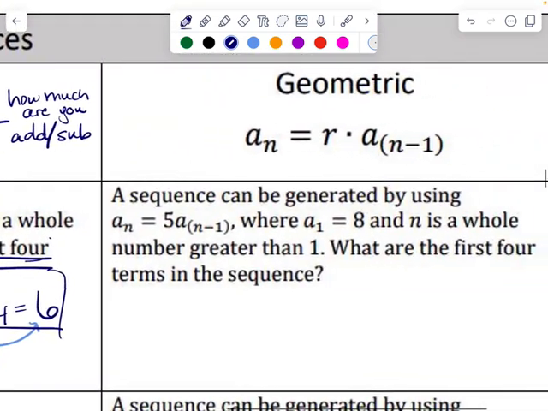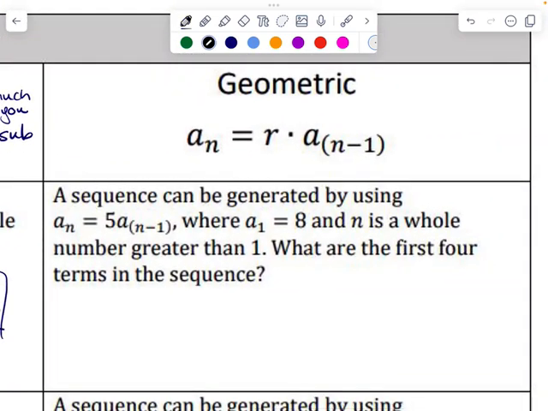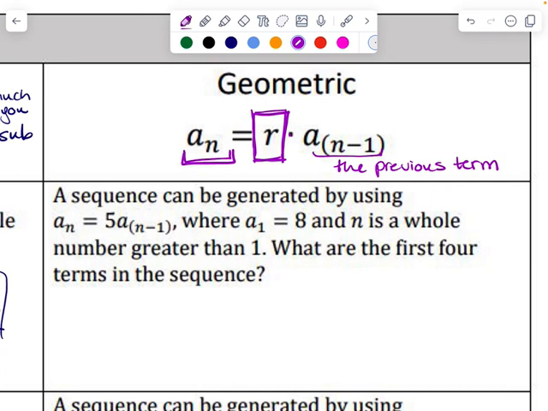If I take a look at geometric, it's very similar as well. a sub n, which is kind of like your y equals, your sequence is this. Here's your sequence. Your sequence is equal to the ratio times the previous term. It's still the same thing, the previous term. Okay? So my ratio is letting me know how much you multiply.